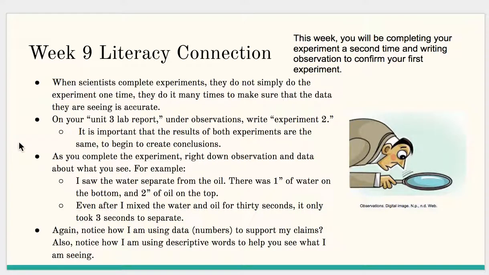For your literacy connection this week, I want you to have your Unit 3 lab report open up, and you're going to be completing the experiment a second time. It's always important that scientists complete an experiment more than once to confirm their observations and their conclusions. So last week you completed it 1 time. This time you're going to complete it a second time, and make sure you write your observations this time under experiment 2 so that I know that you did this 2 times.